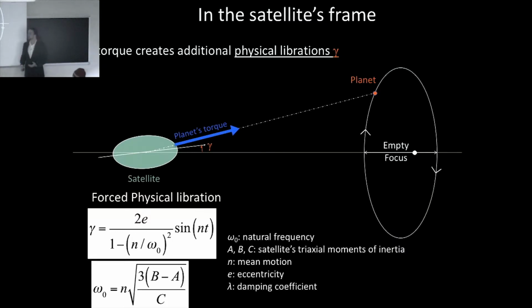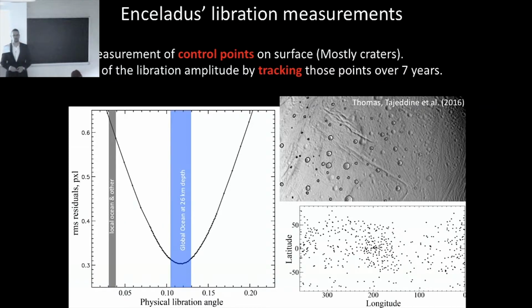And so we went on tracking the surface of Enceladus for 7 years with Cassini images. What we did, we measured points called control points, mostly craters. And we tracked those points with time, as the moon was librating. Our best fit libration amplitude was consistent only with an ocean at a 26 kilometer depth, while all the other models, including the local ocean, were not consistent with our observation. So this was really the smoking gun evidence for the global ocean inside Enceladus.